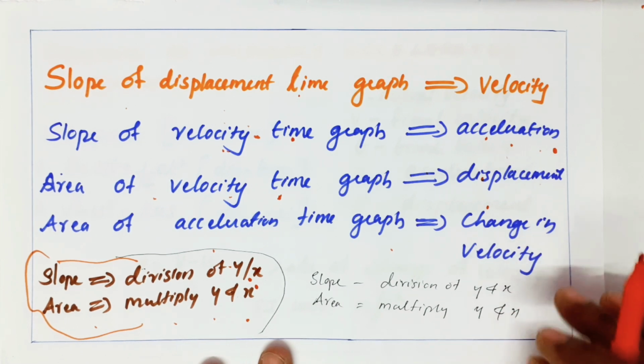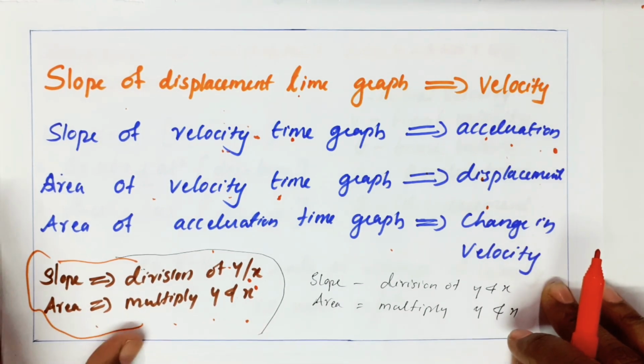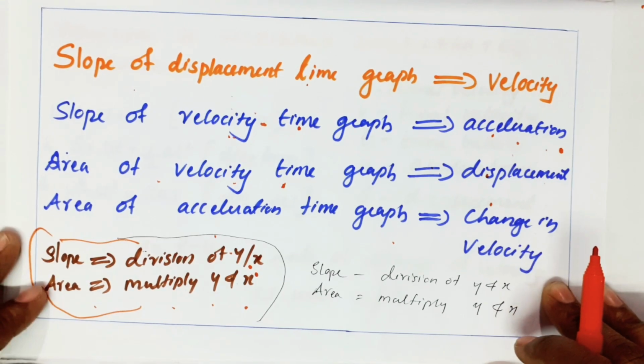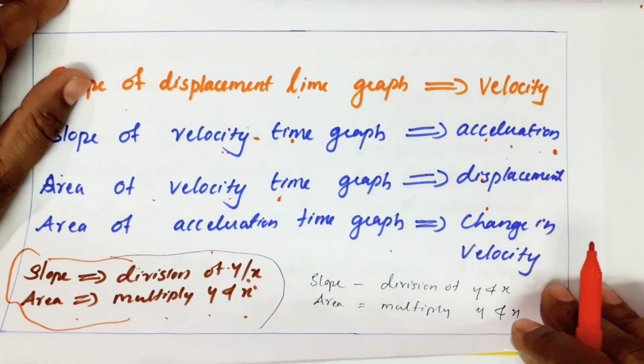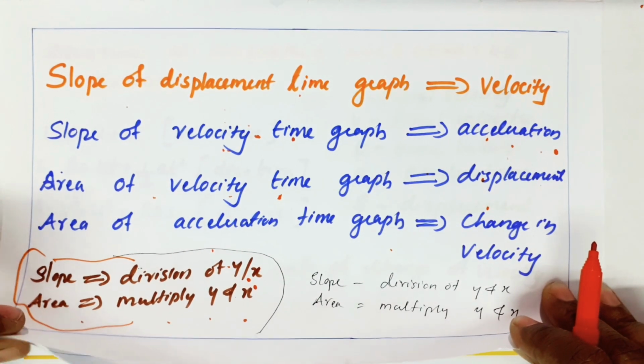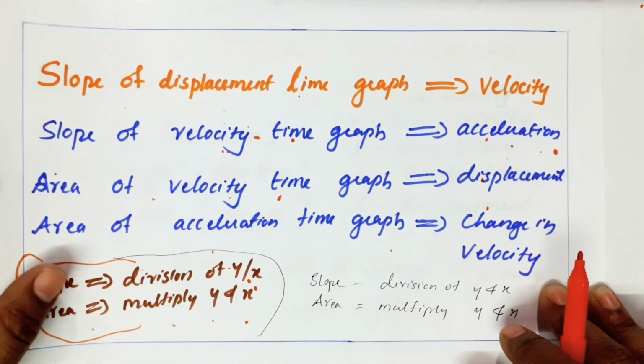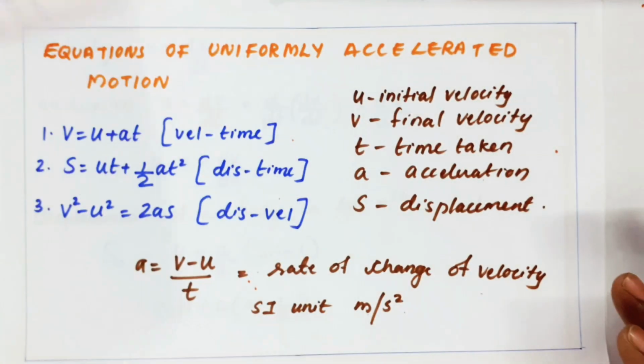Okay. Then another one, the acceleration time graph. If you calculate the area, what is acceleration into time? It is change in velocity. On the next page I have written the equation. At that time you will get more idea.